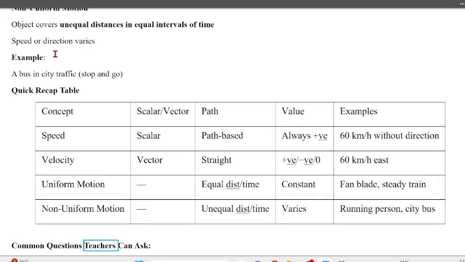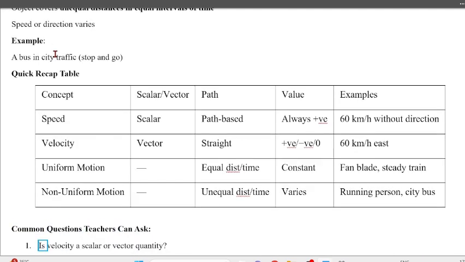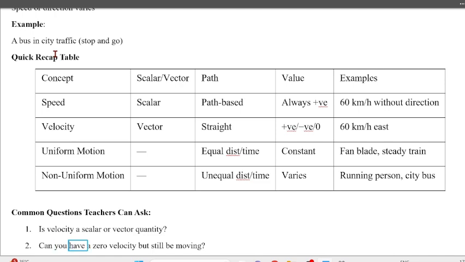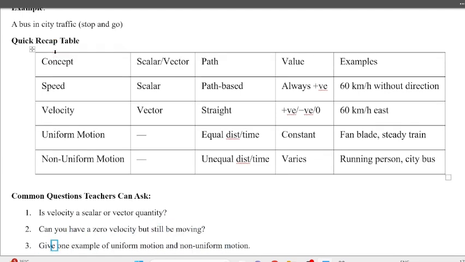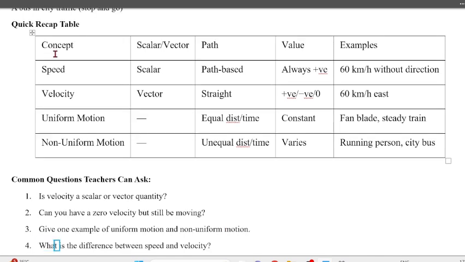Common questions teachers can ask. One: is velocity a scalar or vector quantity? Two: can you have zero velocity but still be moving? Three: give one example of uniform motion and non-uniform motion. Four: what is the difference between speed and velocity?